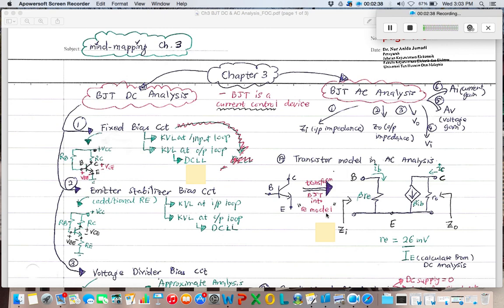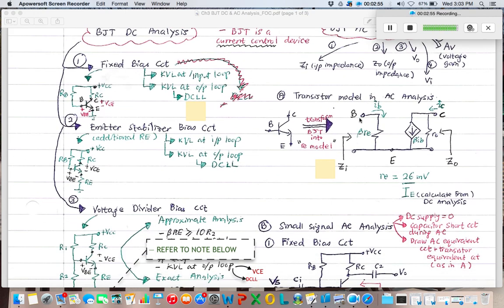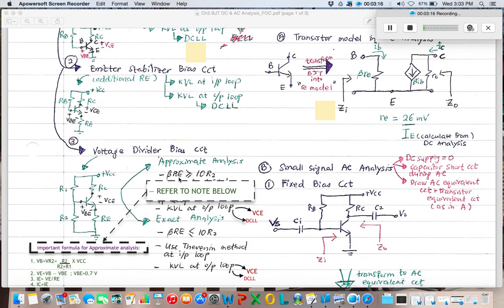So how can you transform it? You need to get familiar with it, because you are going to meet it a lot, especially in chapter 4 later on, and chapter 5 if I'm not mistaken. The B terminal of the BJT, you need to connect it with beta re. What is re? This beta re is not similar to beta RE in DC analysis. The RE there is the resistor at the emitter terminal. But here, this is r with subscript e, both in small letters.